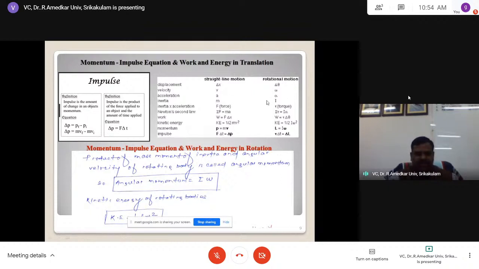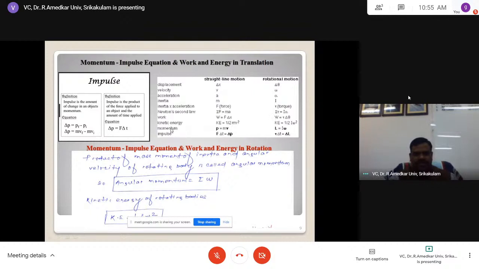The mass m, in place of I, like a translation degree of freedom and rotation. There is a straight line motion. Inertia in x direction F, and it is a torque with respect to z axis. Newton's second law: resultant force F is equal to m into a, and for rotation T is equal to I alpha. Work is equal to force into displacement, and torque into angular displacement.